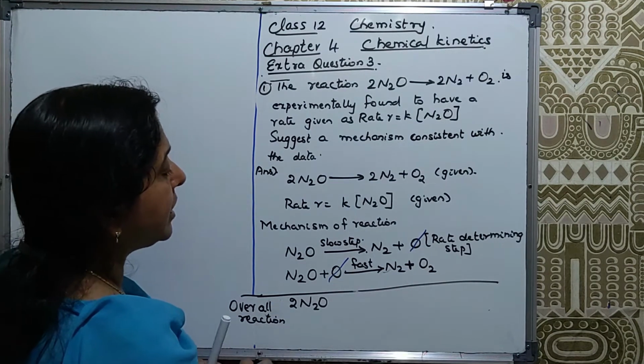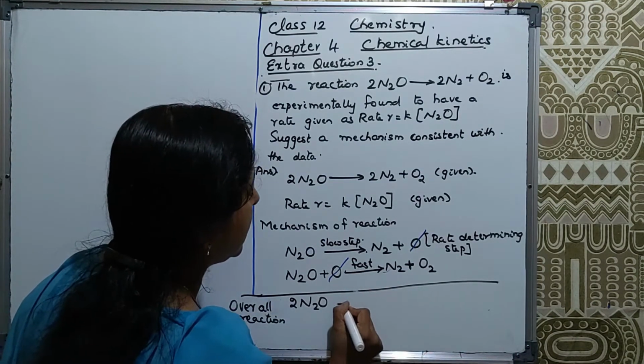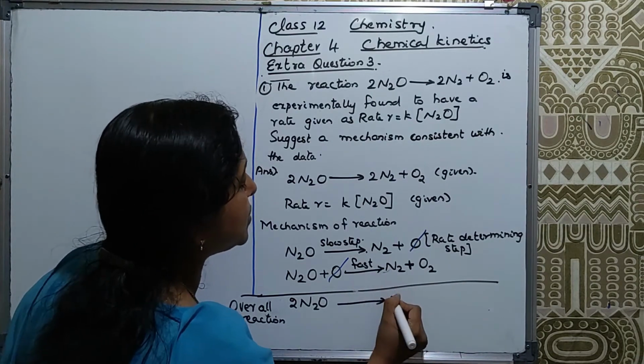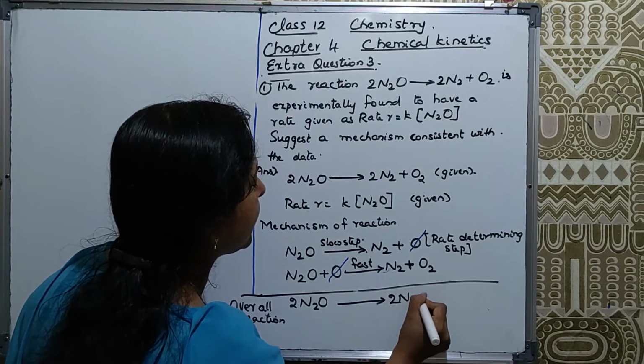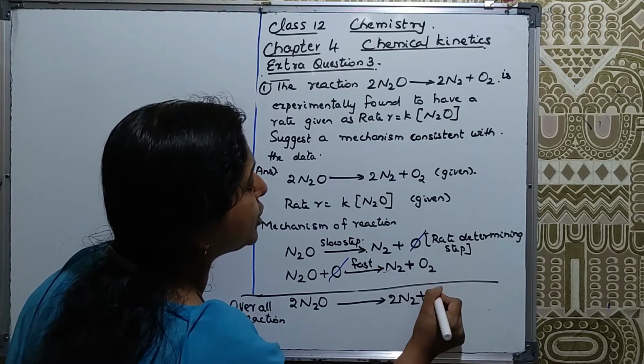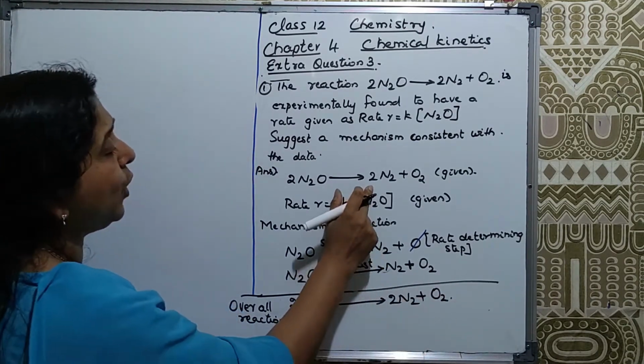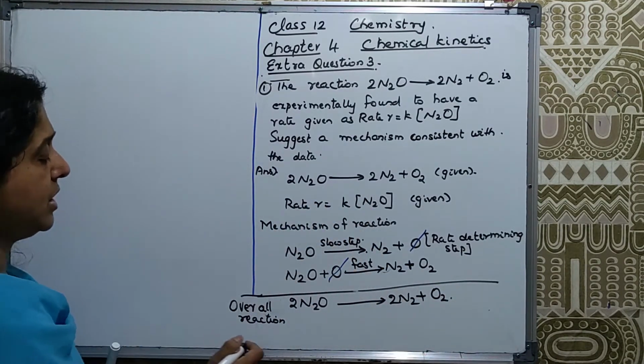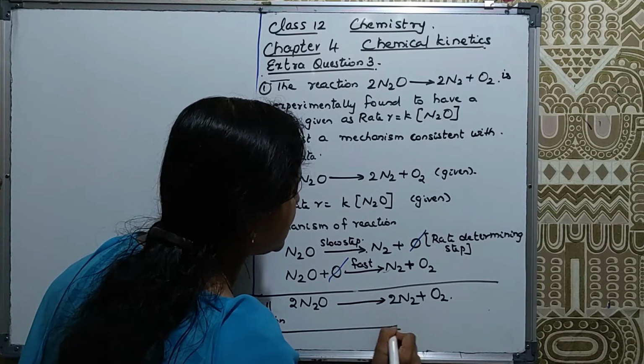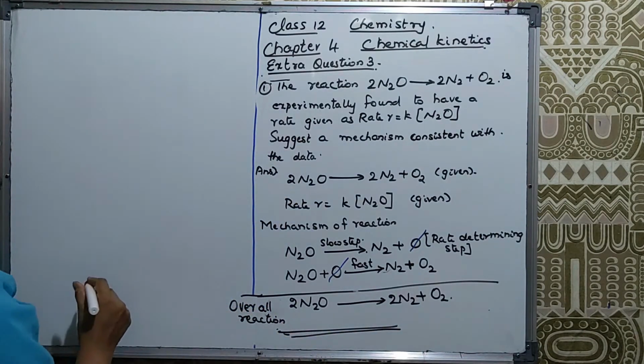Now, here on the product side, 2N2 plus again one O2 will be left, which is matching with the overall reaction given in the question. So now mechanism of the reaction is over. Now we'll go to question number 2.